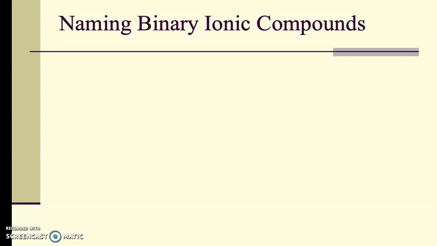Hey guys, this is the second video on naming binary ionic compounds. The first video we looked at was actually quite simple. We took a name and converted it into ions, then used the crisscross method to cross over the numbers to create a formula. In this case, we're taking a formula and going to the name. This backwards method is a little different from what you just saw. It's actually a little harder.